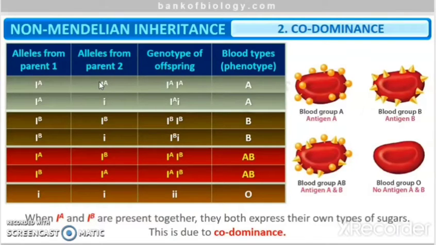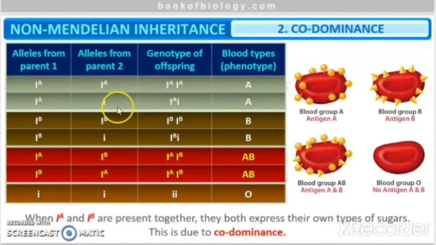So from one parent you will receive only one of the alleles, and the same from the other parent. And which are the three alleles? I capital A, I capital B, and I O, or it can be written as small i also. In your textbooks it is written as small i, so you just learn it like that.